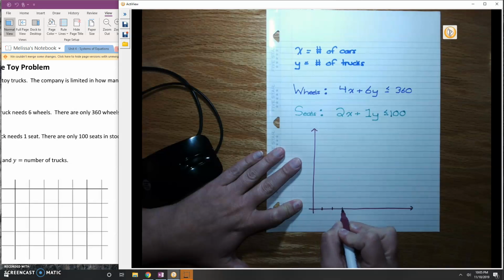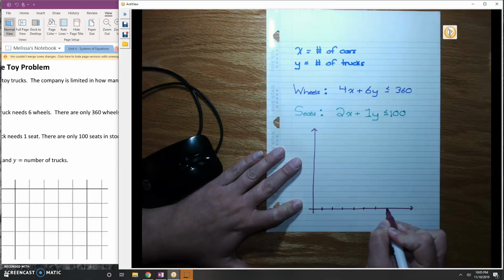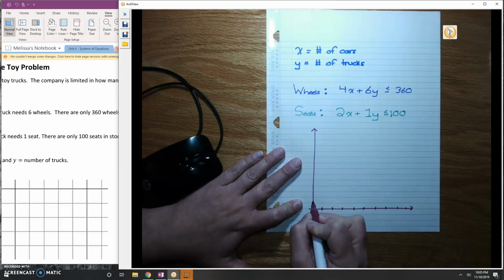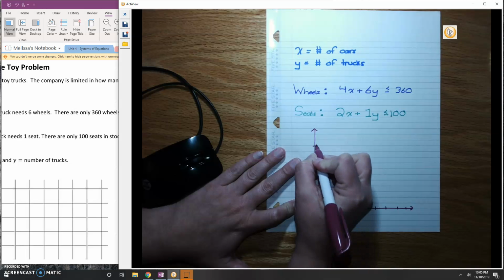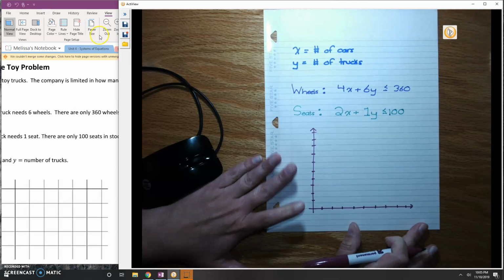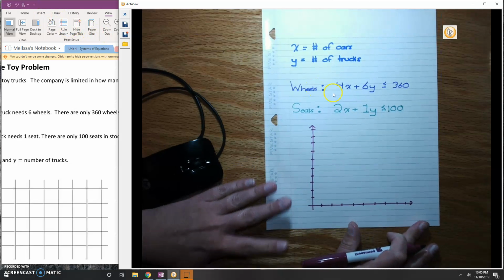10, 20, 30, 40, 50, 60, 70, 80, 100, and 1, 2, 6, 7, 8, 9, 10. All right, it's not perfectly spaced, but it'll have to do.